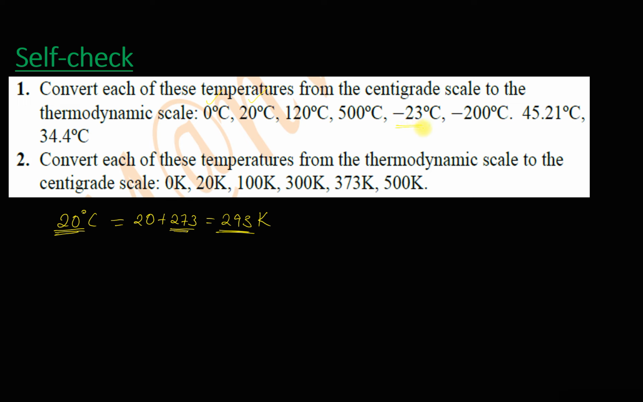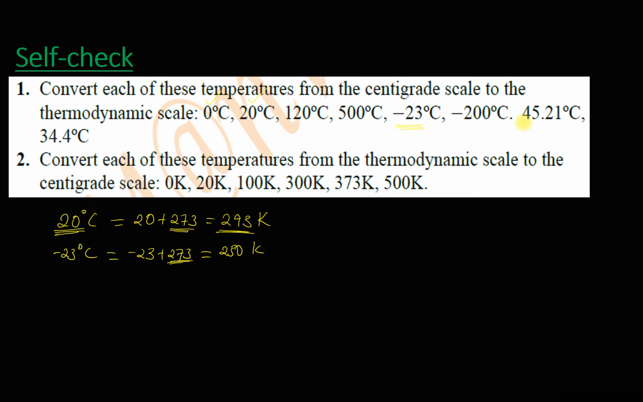I will give an example of minus 23 degrees Celsius. Minus 23 degrees Celsius is the same as minus 23 plus 273, which is going to be equal to 250 Kelvin. And because they gave us minus 23 degrees Celsius as a whole number, I use 273 to convert it to Kelvin, and I write a whole number.